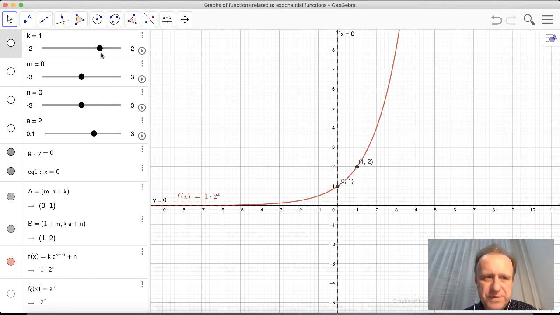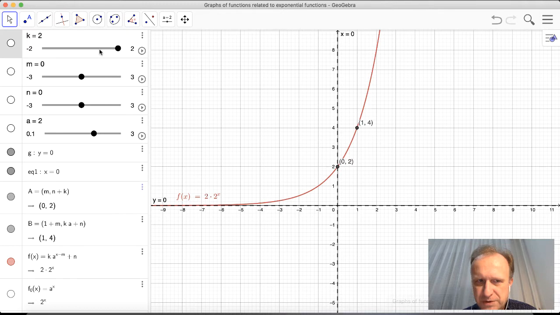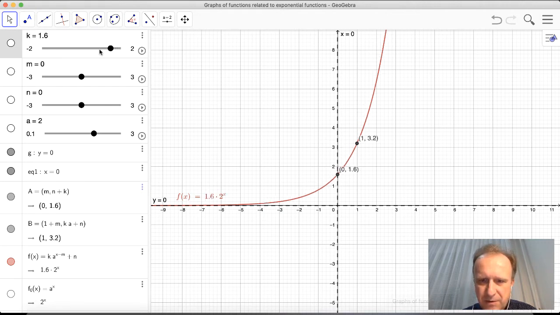Now we can observe what happens if we take this slider and change the value of the coefficient k. I'm going to increase the value of k to greater values. Now it's 1, and now let me increase it. You see what happens. The function seems to be scaled in the vertical direction. All the points of the function move upwards. If I decrease k, all the points of the function move downwards.